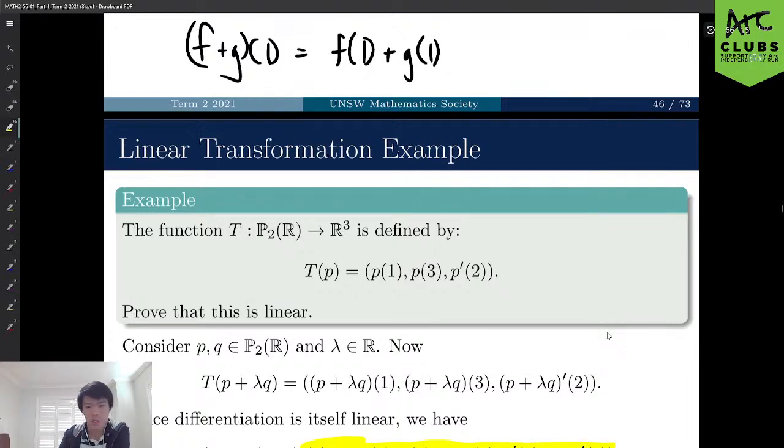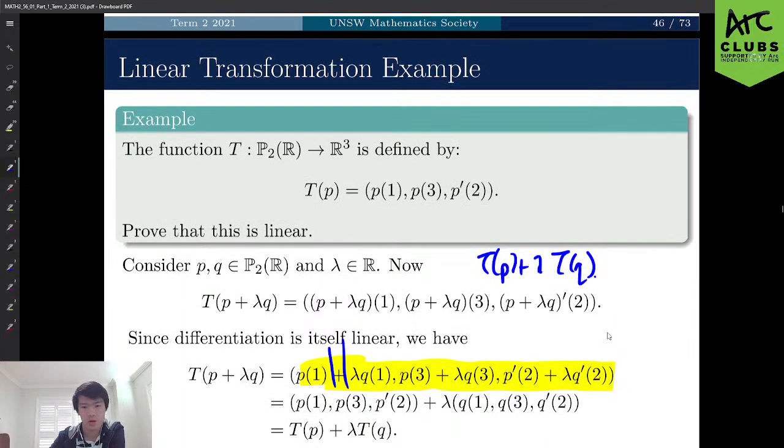It's looking pretty nice. And the idea is we want to show it's equal to T of p plus lambda T of q. So what that means is we want to separate the p's and the q's, and we want to take the lambdas out. And that's what we do over here. We just rearrange this vector addition. We have p of 1, p3, p prime 2, and then we take away the q's.